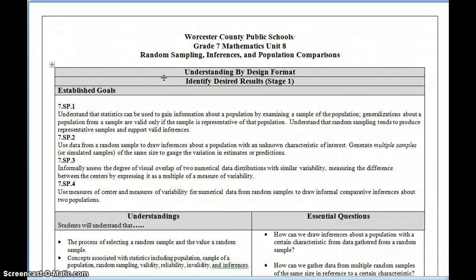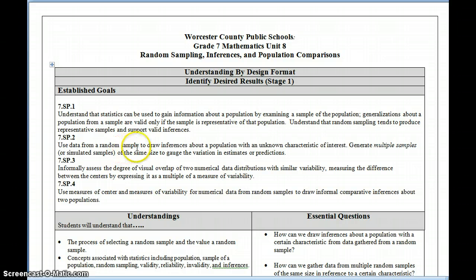Established goals are the standards that have been designated by the county to a unit of instruction. They are from the Maryland College and Career Ready Standards. The standards should be used as a reference throughout the entire unit. As you can see here in these established goals, there are 4, and they are listed. Understand that statistics can be used to gain information about a population by examining a sample. Generalizations about a population from a sample are valid only if the sample is representative of the population, etc.